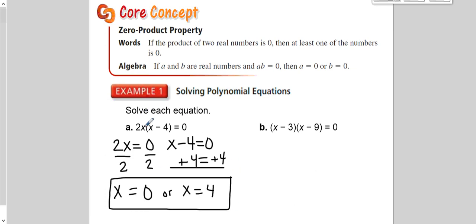If we put in a 0, we get 0 times negative 4. That equals 0. If we put in a 4, 4 minus 4 is 0, and then 0 times anything over here would still be 0. Try the next one. We have stuff times stuff equals 0. So write down each one of the factors equal to 0, and then solve each of these equations. Solve for x.